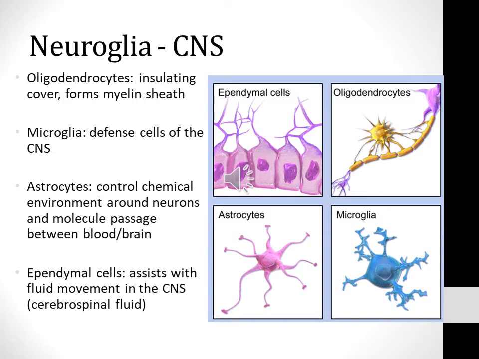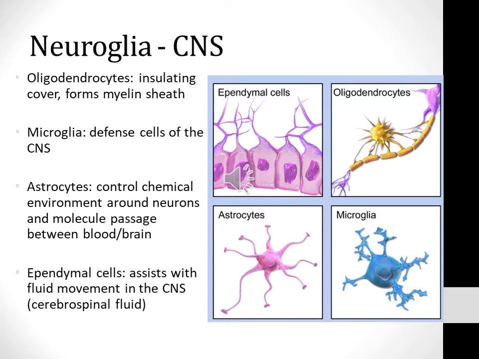Astrocytes are your most abundant and versatile. They regulate passage of molecules between blood and brain, so they determine that capillary permeability. They support and brace neurons and synaptic endings. They're going to control that chemical environment around the neuron. They're the helper cells. And there's lots more, and it's listed in your book on page 393. They have very interesting ways of communicating between each other and all sorts of really neat things.